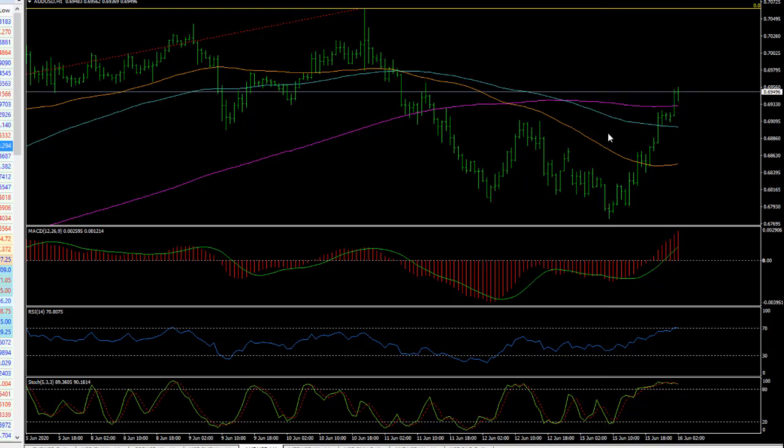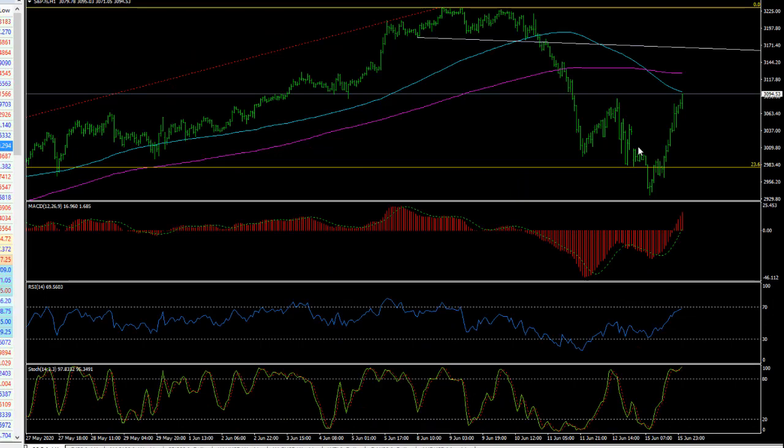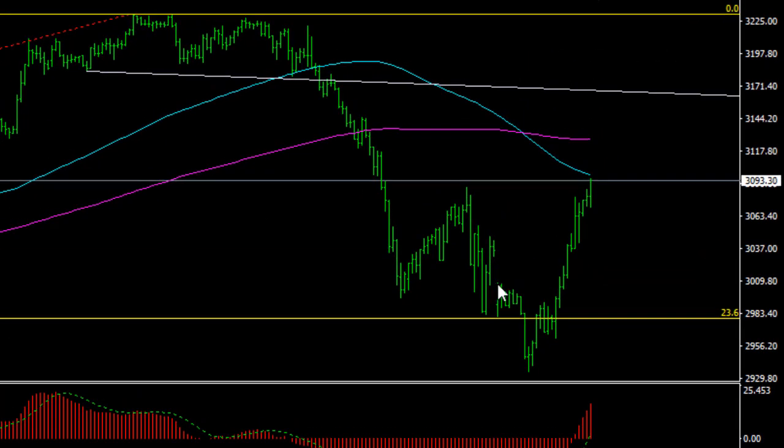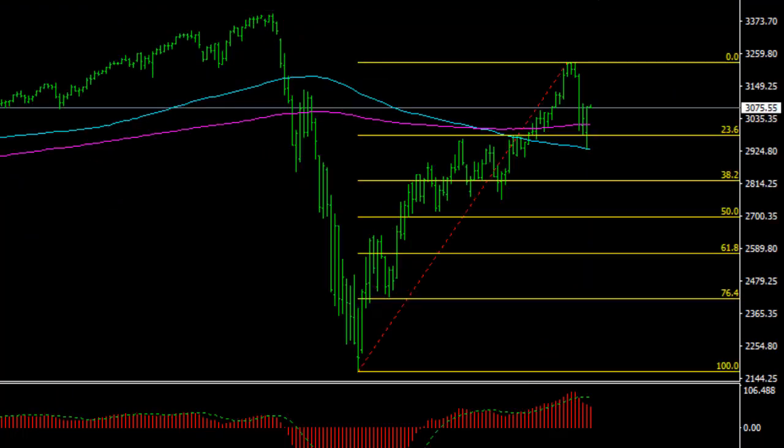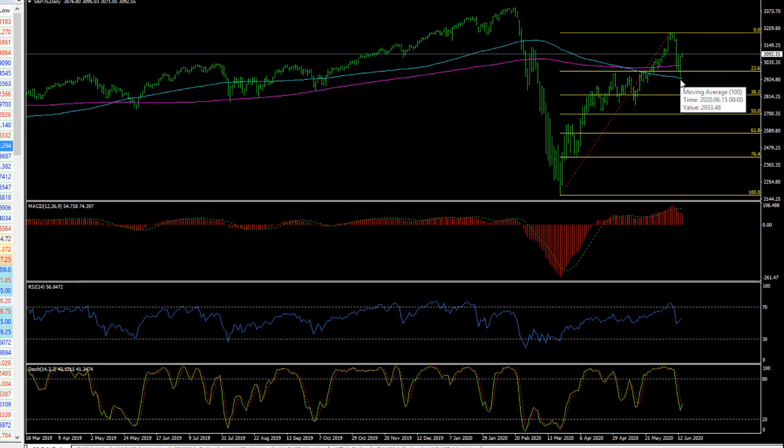Moving forwards to the US stock markets. Okay, here we've got an hourly chart of the S&P. Now this is yesterday's opening, which was already a gap lower, as you can see, and we headed right down to 2940, which ties in with the 100-day moving average there. And since then we've seen a really good bounce, and we're now back nearly at 3100.